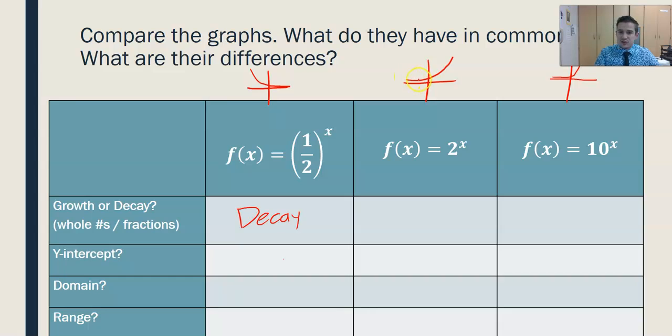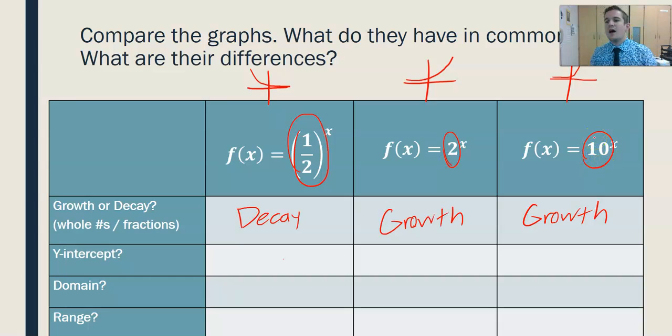Conversely, each of these functions, as I go from left to right, they're increasing, they're getting bigger. So I'm going to call these two right here growth functions. So the first characteristic of these different graphs is either a growth or decay function. You'll notice if I have a fraction right here between 0 and 1, that's going to give me a decay function. If I have a whole number here, that's going to give me a growth function.